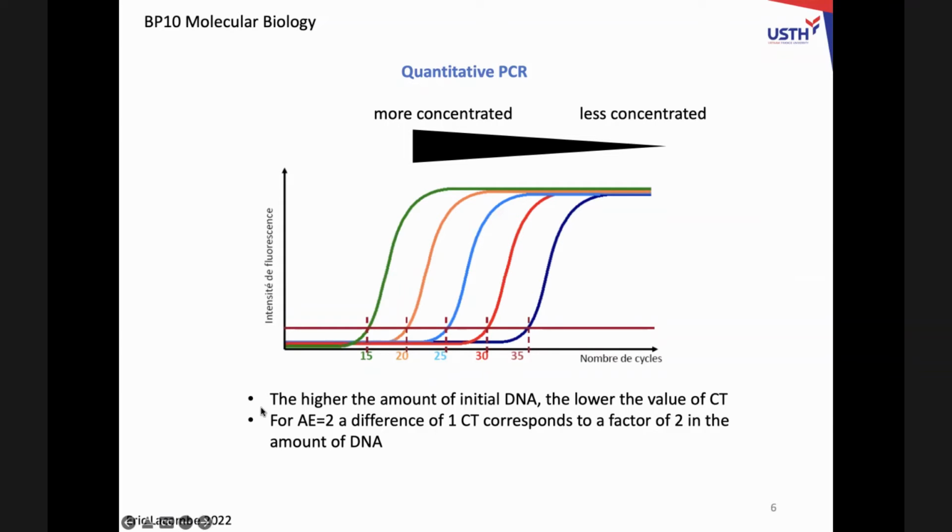So this is what is written at the bottom. The higher the amount of initial DNA molecules present, the lower the value of CT. So CT equals 15 for the green reaction, which contains the most DNA at the beginning. Is it fine? And this is what I told you: a difference of 1 CT corresponds to a factor of 2 in the amount of DNA. But okay, this is quite obvious. Did you understand this slide well?